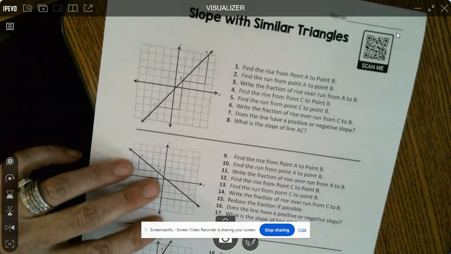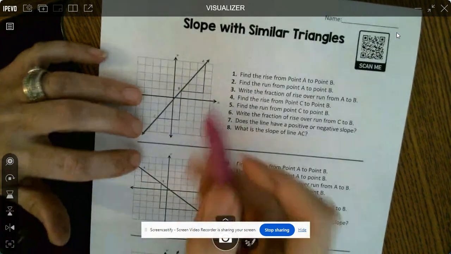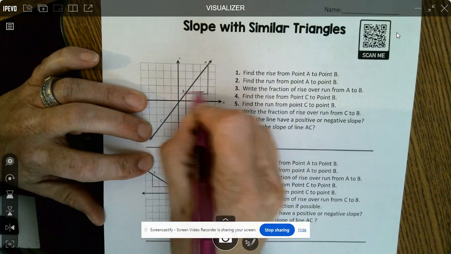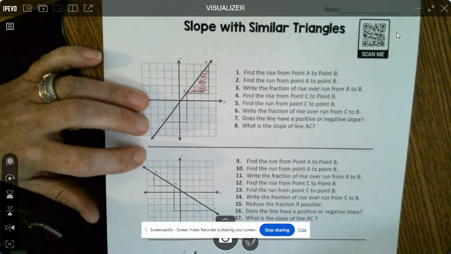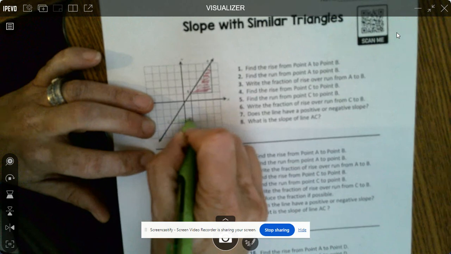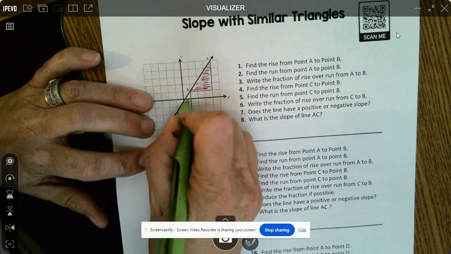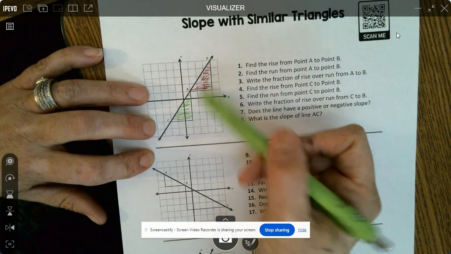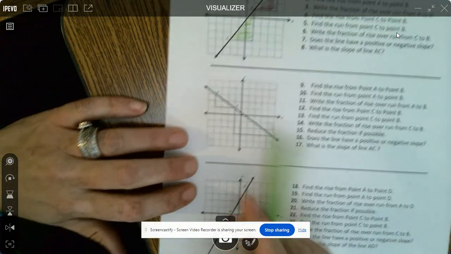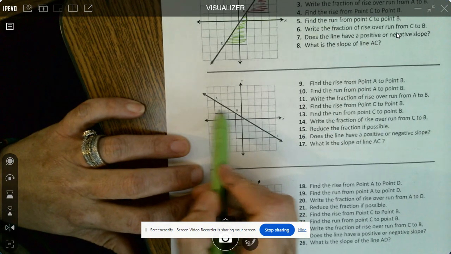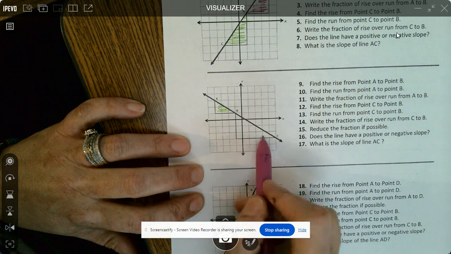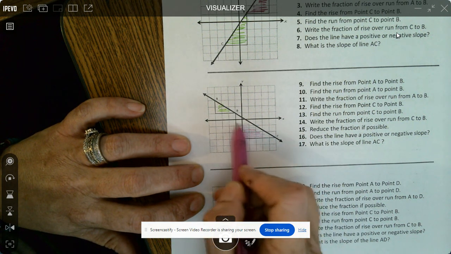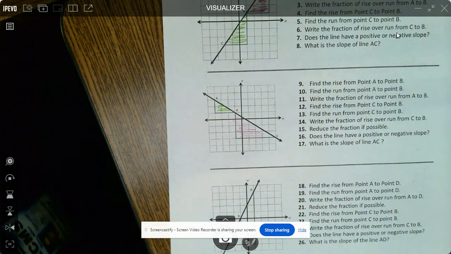So on here, let's go ahead and take a look at number 1. So this guy right here is a triangle. This guy right here is a triangle. Now, sometimes they'll be the same size. Sometimes, like down here, these guys right here are not the same, when you physically look at it. But they might have the same slope even though they're not the same size.